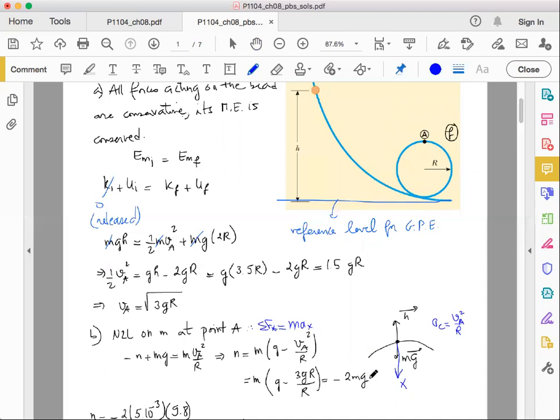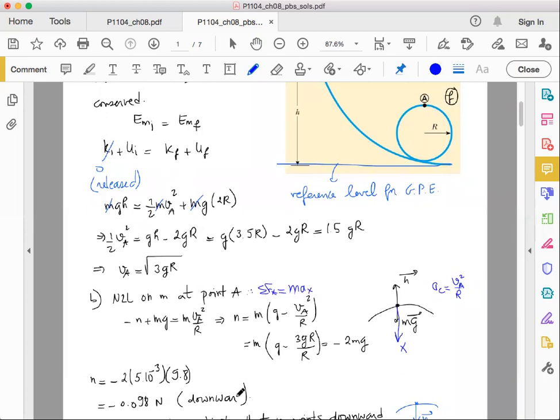So first of all, if we apply the numerical application, we end up with n equals minus 0.098 Newton. And the negative sign indicates that the normal force points downward.